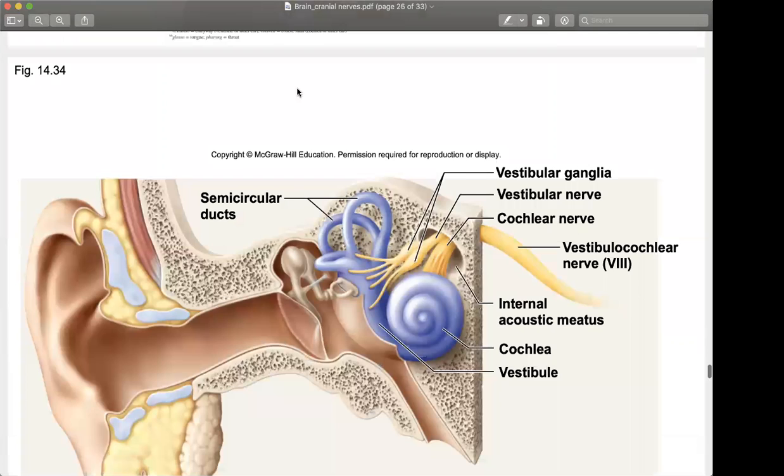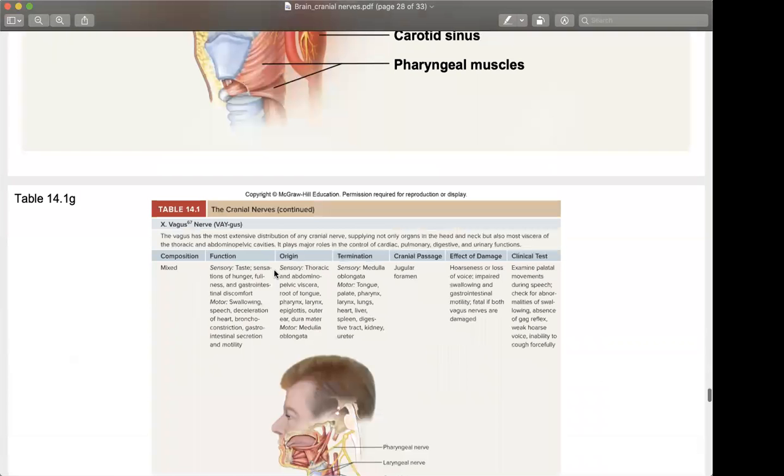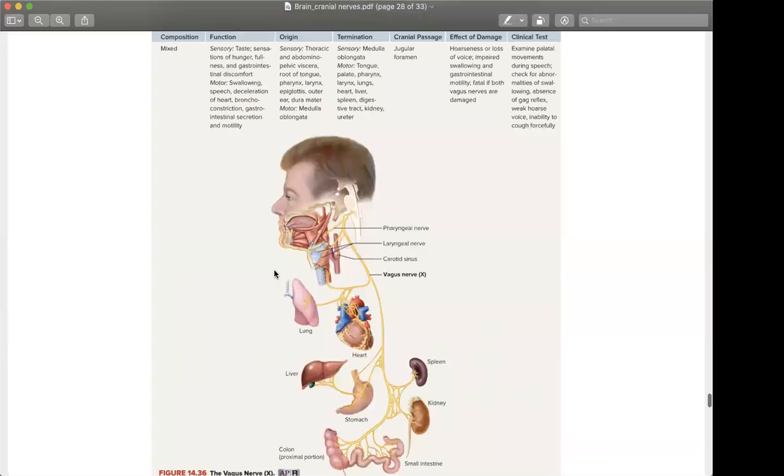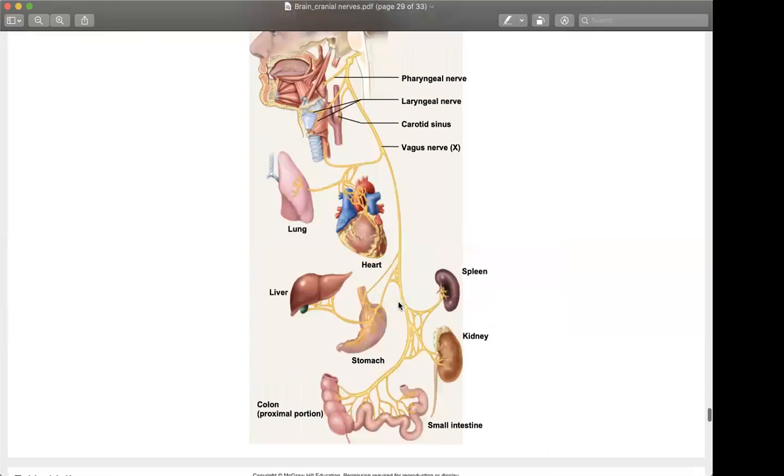And then again, glossopharyngeal is the tongue, some of the pharyngeal restrictors. Vagus, you should know the vagus. That is one that goes, again, out to just about everything in the thorax and abdomen. It's a very important one.